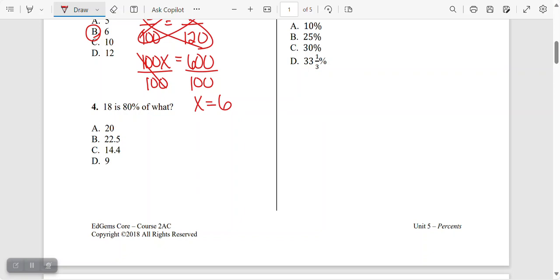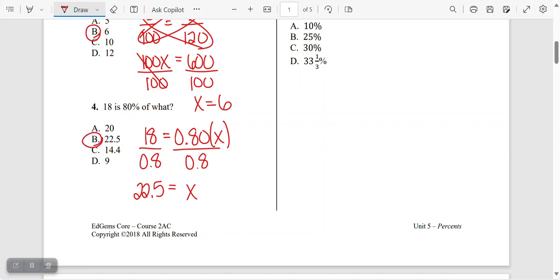Number 4, 18 is 80% of what number? So let's go ahead and use the equation on this one. So 18 is your part. So we're going to take 18 and we're going to set that equal to the percent times the whole, and we don't know the whole. Remember, with the equation, we do need to change the percent to a decimal. We're going to multiply that by x because, again, we don't know the whole. We're going to divide both sides by 0.8. And 18 divided by 0.8 is 22.5. So we get letter B.